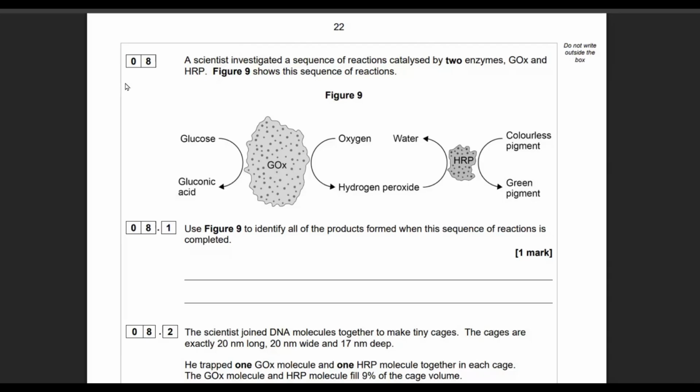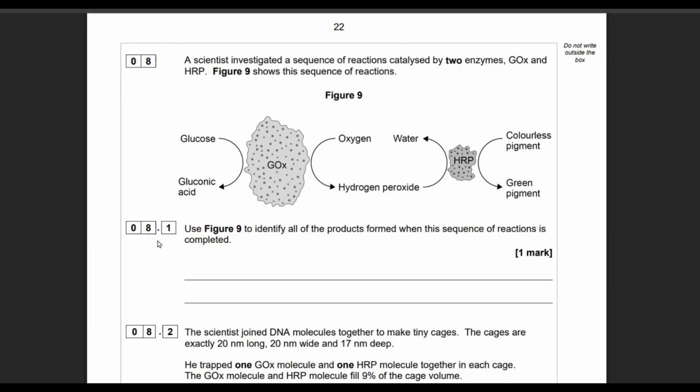Okay, we're doing question 8. A scientist investigated a sequence of reactions catalyzed by two enzymes, GOX and HRP. Figure 9 shows this sequence of reactions. We can see we've got a glucose molecule. GOX is an enzyme helping to turn this glucose molecule into gluconic acid. We've got oxygen going to hydrogen peroxide, and then the HRP using the hydrogen peroxide as a substrate to make water. Then we've got a colorless pigment also being catalyzed by the HRP into a green pigment.